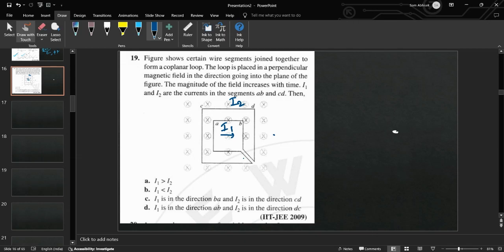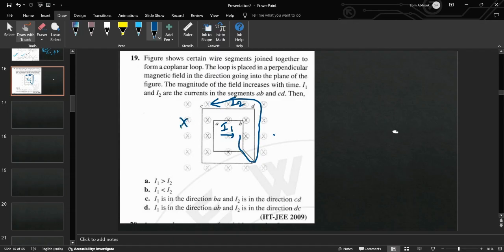In the outer circuit, this is the same current, right? So it will go like this, and it will move from D to C. The same current, isn't it? So D to C. But why here is it moving from A to B?